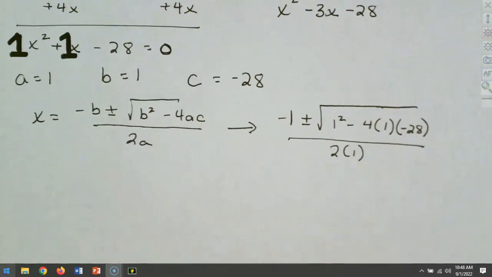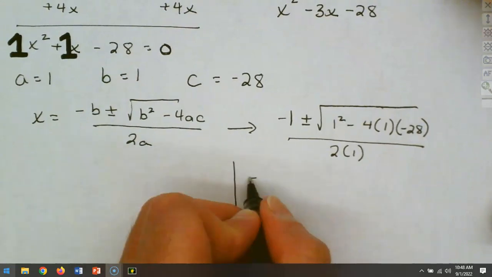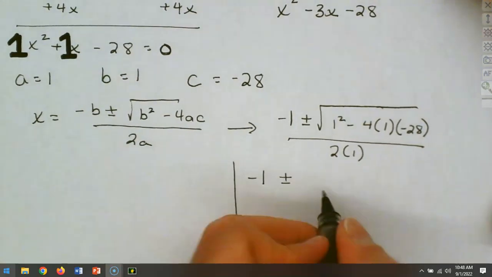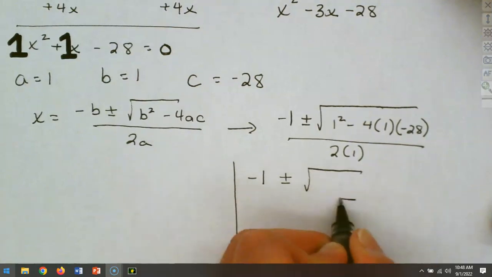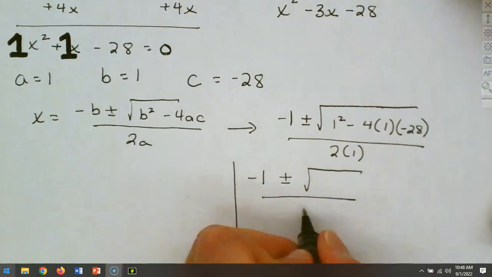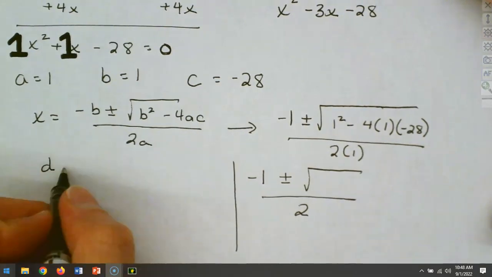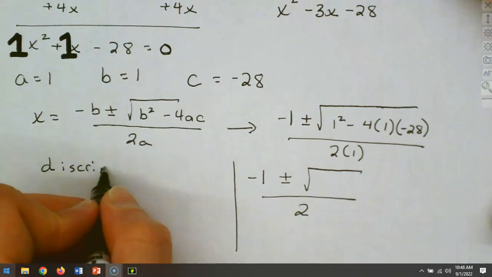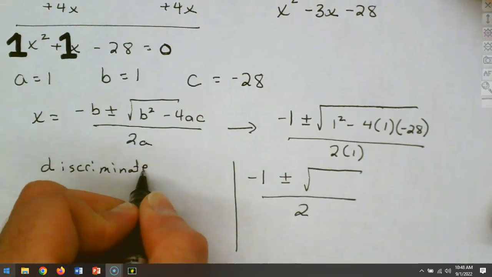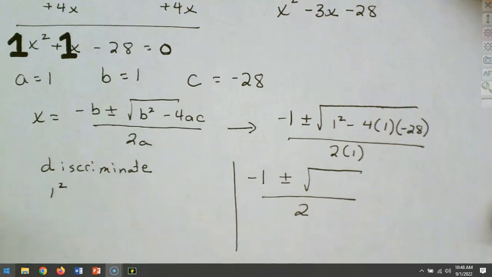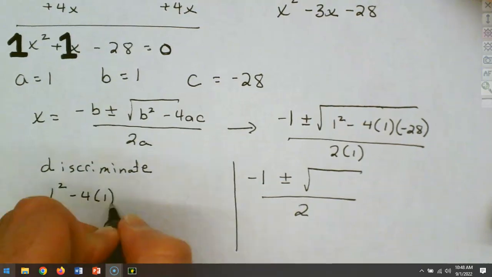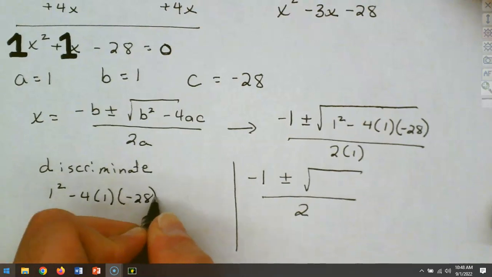So set that to 0. We've got our a, b, and our c labeled. Now we're going to work with it. We're going to use our discriminant. Over here, we're going to break this up first, so that's negative 1 plus or minus, got our square root left over, and 2 times 1 is a 2. On the left-hand side, let's try our discriminant. And what do we have on our discriminant? We've got 1 squared minus 4 times 1 times a negative 28.